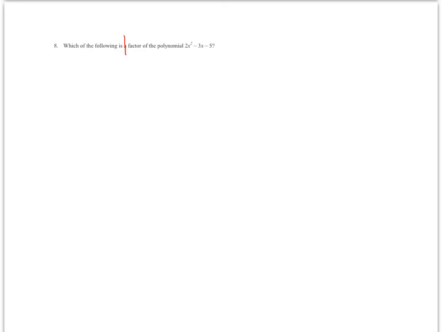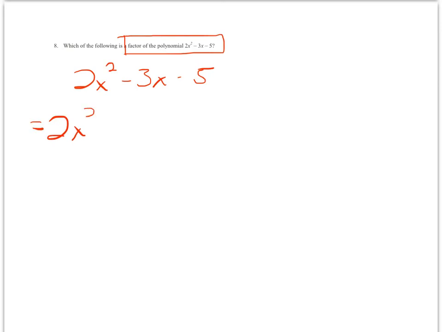This next one, keep in mind ACT is multiple choice. I'm not giving you choices. So it says which of the following is a factor. I don't have choices, so let's just factor this. This is a trinomial. That means that there's 3 terms. Since the lead coefficient here, which is a 2, is not a 1, the proper way to do this is to split the middle term and factor by grouping.